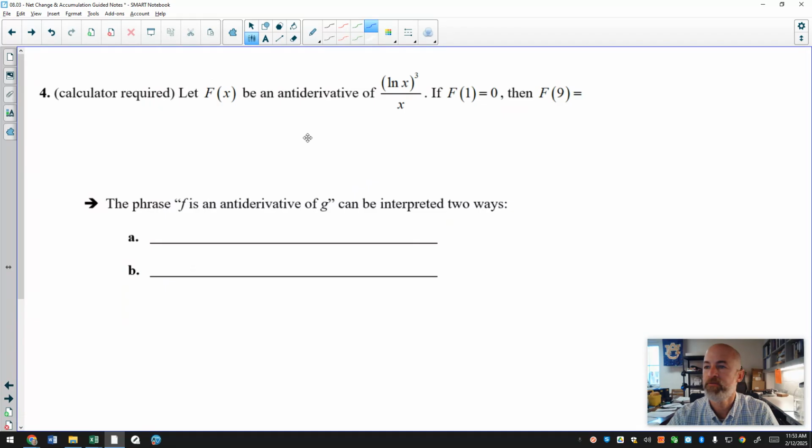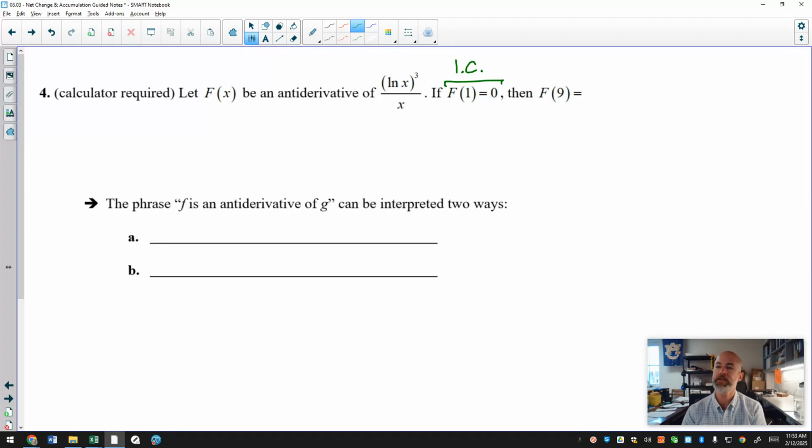Moving on to 4. This one's worded, again, just a little bit differently. I'm trying to show you a few different ways this can be presented. So we have f is an antiderivative of that thing. I do see some initial condition right here, but this problem doesn't explicitly tell you f prime equals something. It makes it a little bit more difficult.